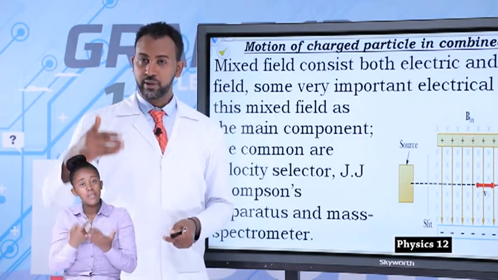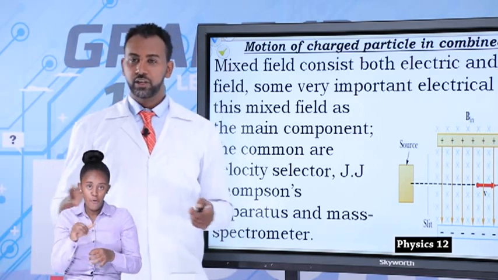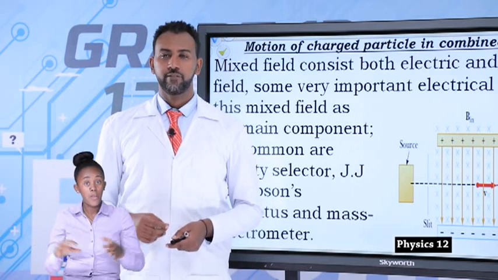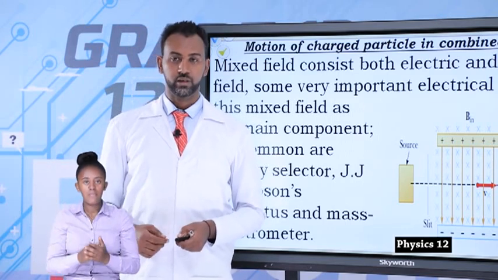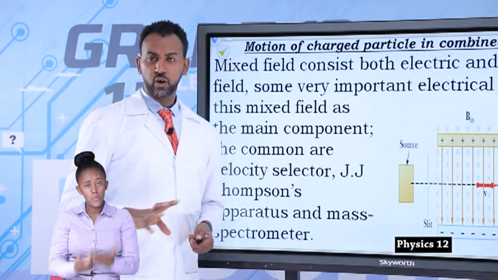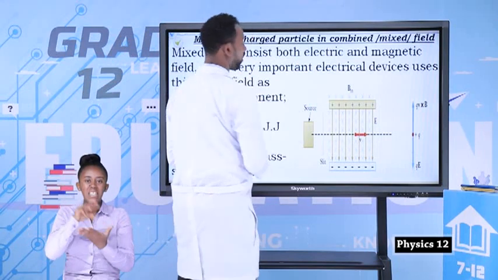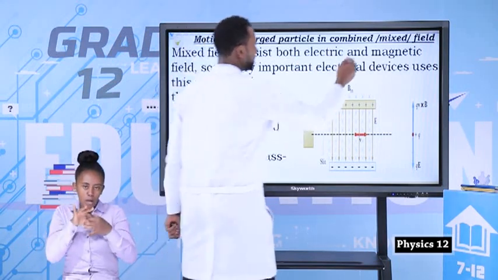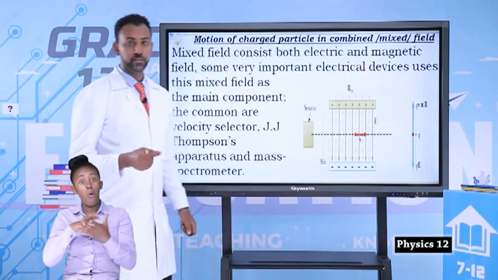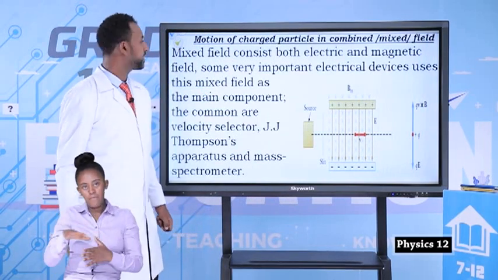There is a uniform electric field and there is a uniform magnetic field. And the combination of these two gives us a very, very important application in our day-to-day life. And the most common electrical components use this mixed field or combined field. Combined or mixed field means the combination of both electric field and magnetic field.